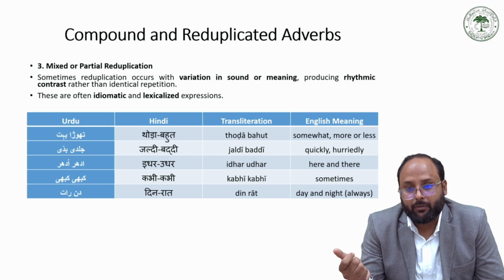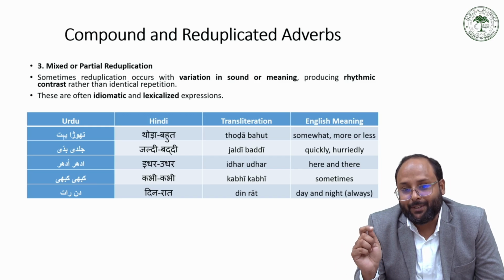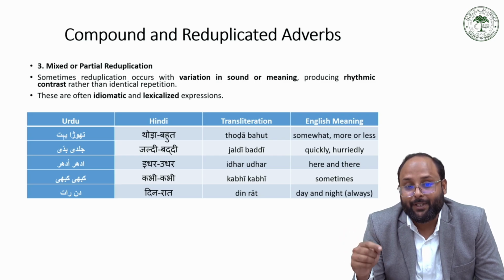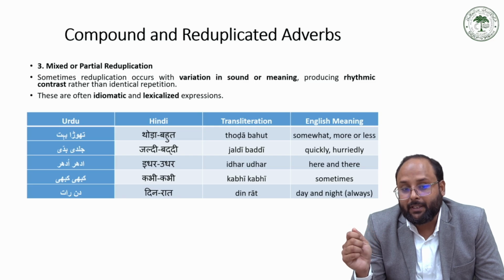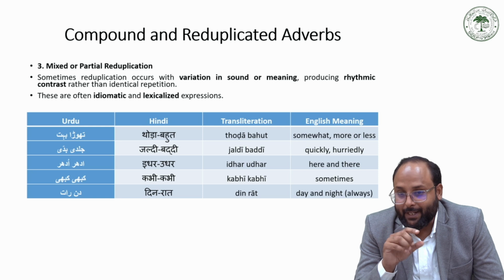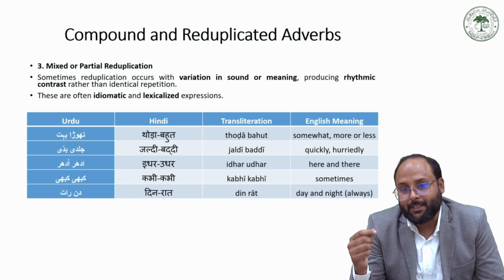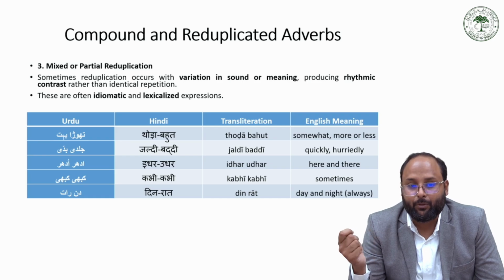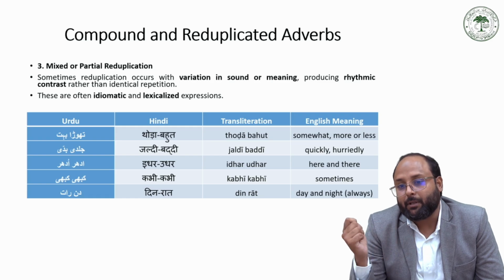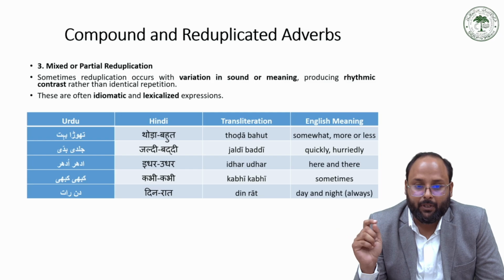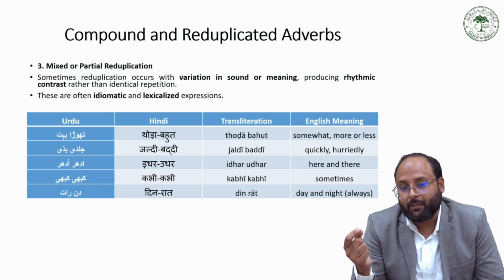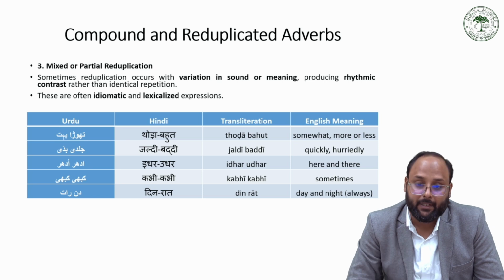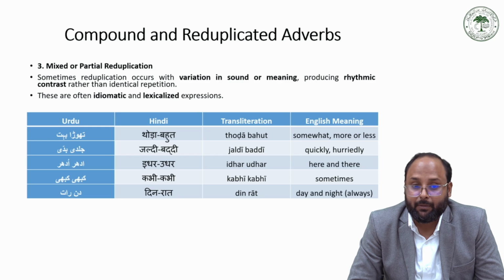Thoda bahut gives the meaning of somewhat, like more or less. Jaldi baldi: in some colloquial forms we also say jaldi baldi. It gives the meaning of quickly or hurriedly. And idhar udhar gives the meaning of here and there. But idhar udhar does not always carry the direct meaning of here and there; it has some figurative or idiomatic meaning. तो इधर उधर की न बात कर. Kabhi kabhi और कभी कभार: it is used sometimes, and it gives not the meaning of kabhi, but some expressive, colloquial or poetic meaning through the repetition of kabhi kabhi. Din raat gives the meaning of always. It doesn't mean day and night, or it gives the meaning of intensity. वो दिन रात मेहनत करता है.